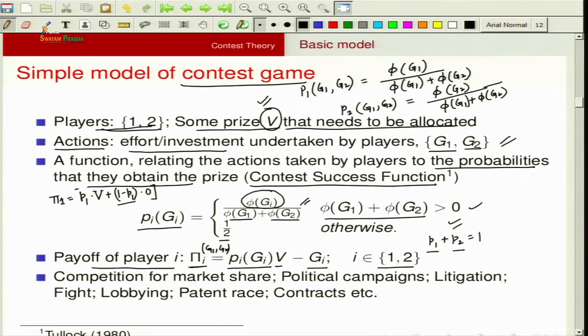So, this is the total expected payoff from the contest: the prize won minus his effort level. He is expending g 1 in the contest, so we substitute this g 1. If we solve this, we get p 1 V plus 0, which I am omitting. So, basically p 1 V minus g 1. This is the payoff of player 1. Similarly, we can write the payoff of player 2 as p 2 V minus g 2. This is how we model these kinds of contest games.